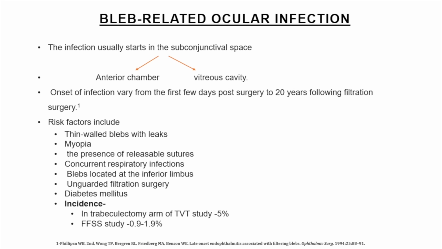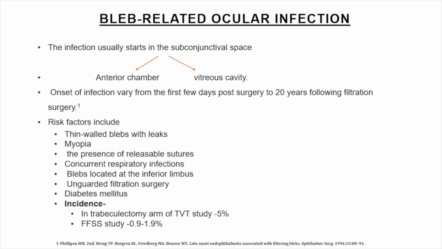Now, the bleb-related ocular infections. In a trabeculectomy, the infection usually starts at the subconjunctival space and can go into the anterior chamber or the vitreous cavity. The onset of the infection may vary from a few days post-surgery to as late as 20 years following a filtration surgery. The risk factors include thin-walled blebs with leaks, myopia, the presence of releasable sutures, concurrent respiratory infections, bleb located at the inferior limbus, unguarded filtration surgeries, and diabetes mellitus.